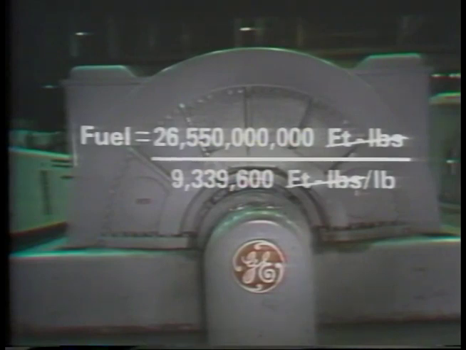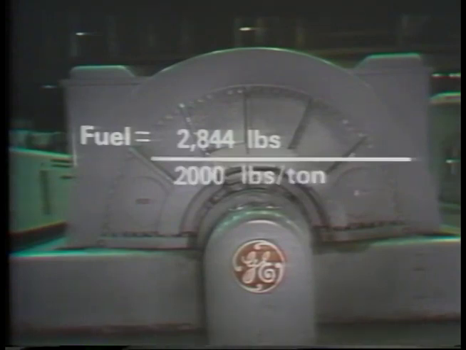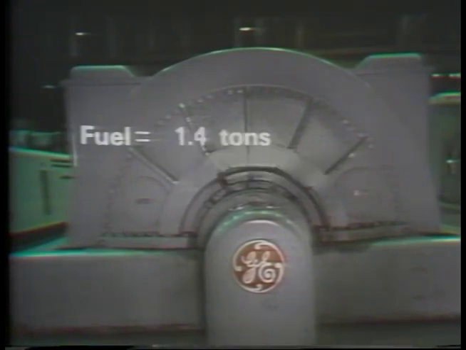The foot-pounds cancel, and the result is approximately 2,844 pounds of coal required each hour of full load operation if the unit is 100% efficient. For convenience, we can convert pounds to tons by dividing by 2,000. 2,844 pounds divided by 2,000 equals about 1.4 tons.